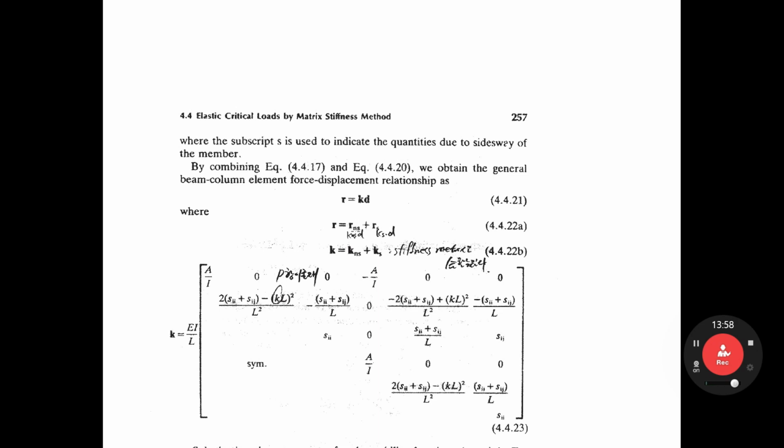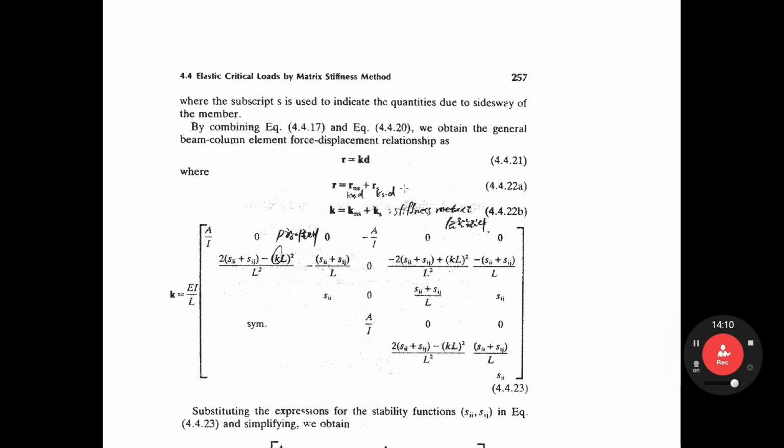Force in case of non-sway, that is element force in case of sway. And then the stiffness matrix also. RNS equal KNS D, RS equal KS D. Through this relationship, K equal RNS over D: KNS is the stiffness in the non-sway case, and KS is the stiffness in the sway case.